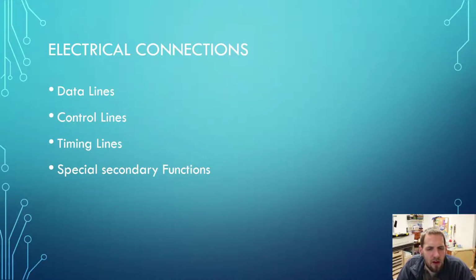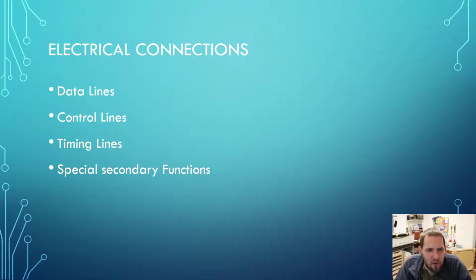So when it comes to electrical connections, there are 4 different groups as part of this connection. We have our data lines, which are going to be probably our transmit and our receive. We have control lines, and there's a whole mess of them, but the 4 most common are going to be RTS, which is request to send, CTS, which is clear to send, DSR, which is data set ready, or DCE ready in RS232, and then DTR, which is data terminal ready.